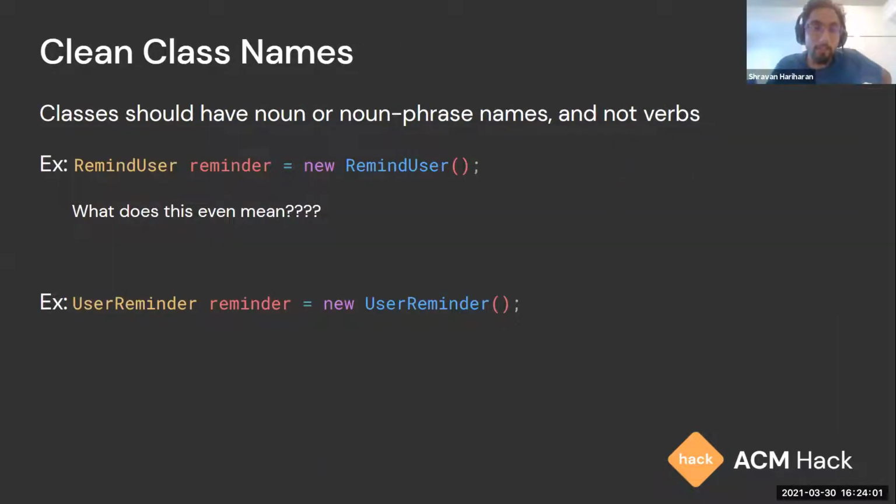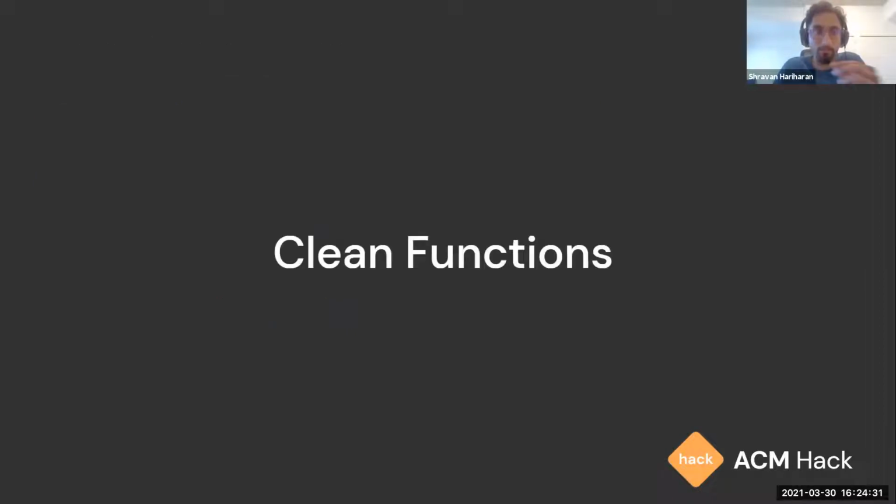Okay, I want to quickly touch on class names. Class naming isn't as hard as function or variable naming. Generally, just have it be a noun or a noun phrase, and not verbs. Like the first line of remind user, reminder equals new RemindUser, you don't even know what that means, right? What is the object supposed to store? But if you do something like UserReminder, then it becomes a lot easier. Oh, this is some kind of reminder object, right? So, a very quick note on class names.